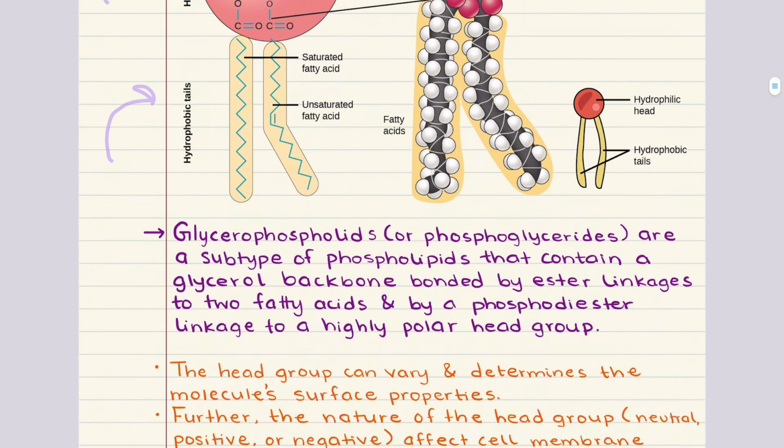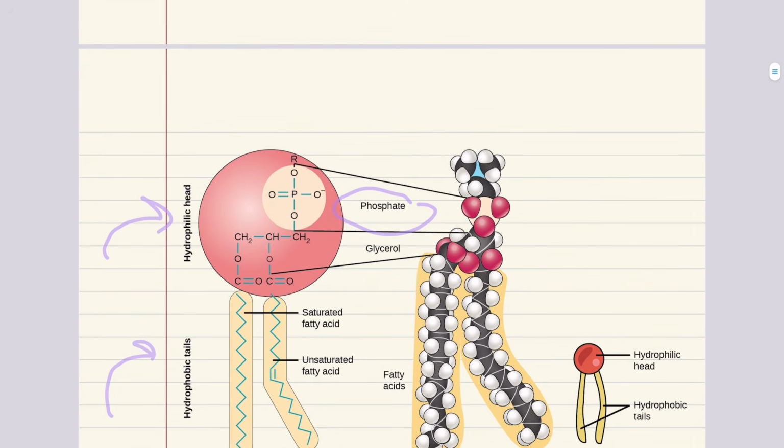The first type of phospholipid we are going to discuss is glycerophospholipids, also known as phosphoglycerides, and they have a glycerol backbone. That glycerol is linked to two fatty acids by ester bonds and to a highly polar head group through a phosphodiester linkage. Now you can see this clearly in the figure on this page.